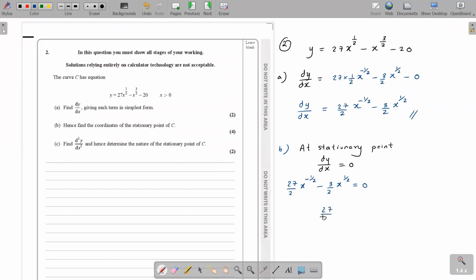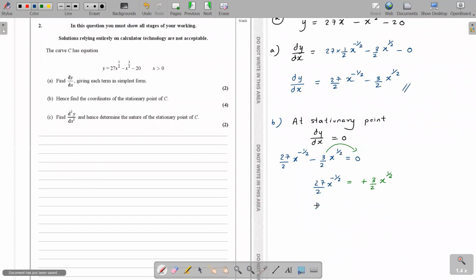So 27 over 2 x to the power minus half. Take the minus 3 over 2 x to the power half to the other side as a plus. Plus 3 over 2 x to the power half. The next thing is, I prefer to take all my x terms to one side, and you can see here I have x to the power minus half. How do I fix that? 27 over 2 times x to the power minus half comes down as x to the power plus half.